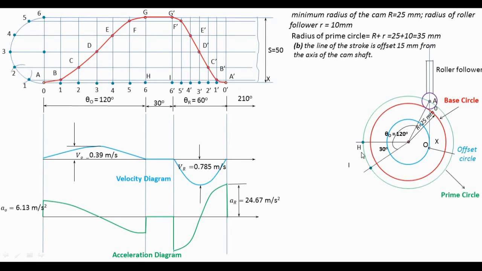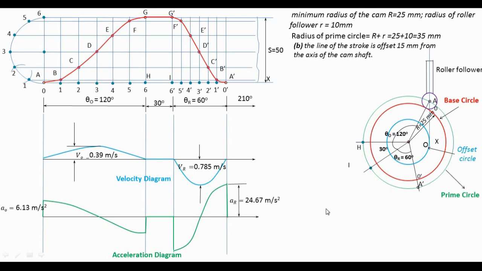Next, we need to plot the angle of 60 degree, theta r. So let us measure the angle from this line towards this side in anti-clockwise direction, an angle of 60 degree. So this is the angle of 60 degree. At this point I will get A dash. So this is the end of the return stroke. So finally we have located A, H, I and A dash.